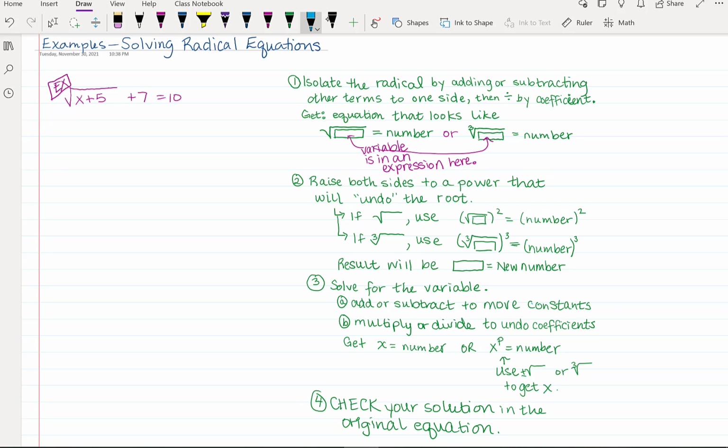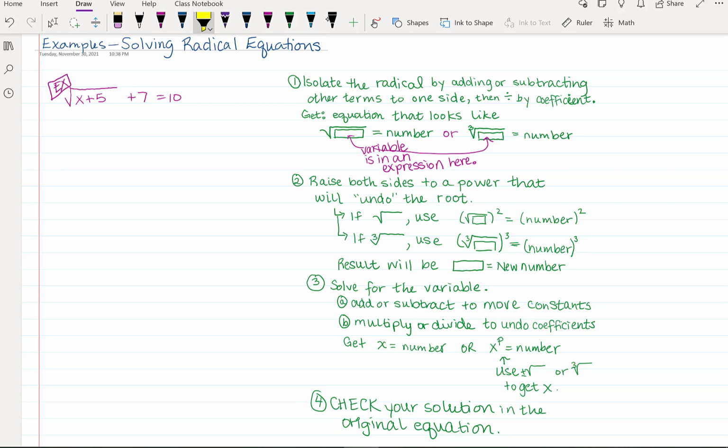This is one of the data standards and one of the things you will be tested on the final exam, as well as in a quiz on Monday in class. So there are a few steps we're going to use when solving a radical equation. I have an example that one might use here on the left.